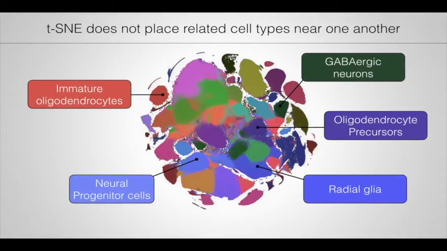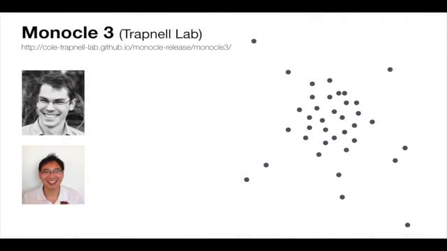So one of the limitations of t-SNE as an algorithm, for people who've worked with it, is that it does a nice job of visualizing data sets like this, but doesn't necessarily place related cells near one another. These are various subsets of neurons that are kind of all over the place, right? And oligodendrocytes are just CNS cells in general.